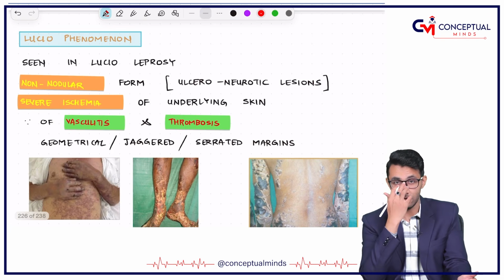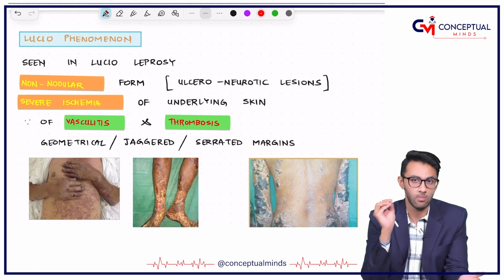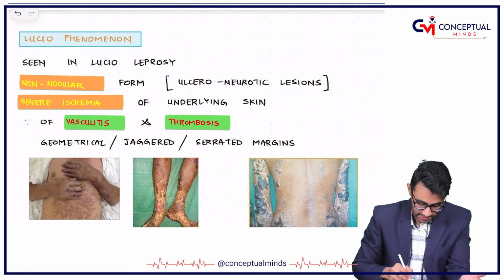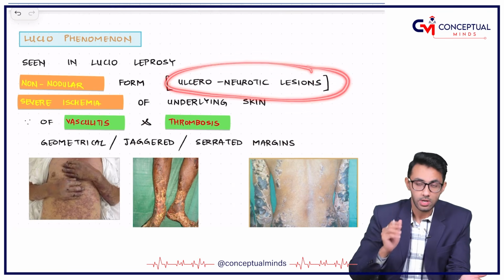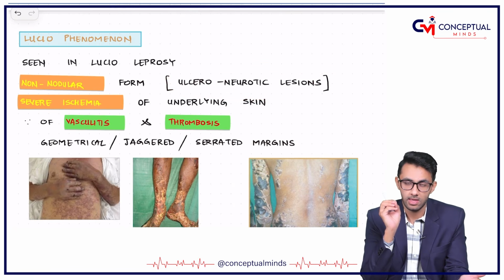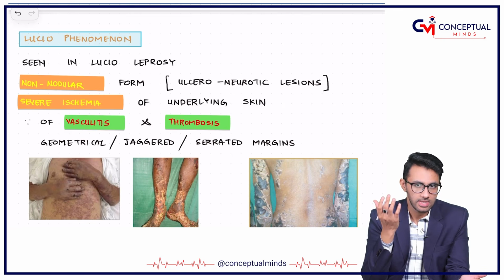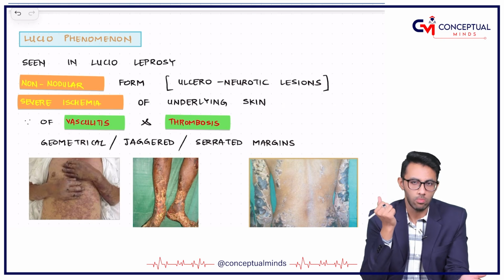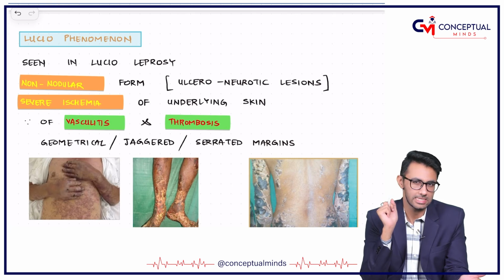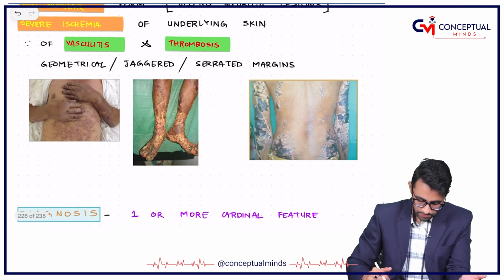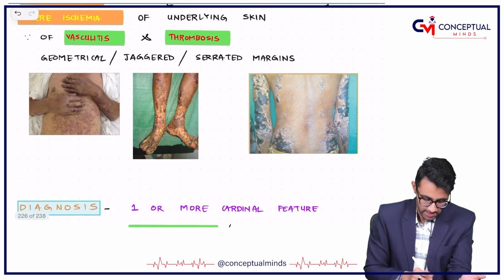So what is the Lucio phenomenon? This is a non-nodular form of leprosy, where ulcerative necrotic lesions are seen. Why is it happening? It is because of the ischemia. What could be the reason? It is vasculitis and thrombosis. Okay, fine, that is the reason we see these ulcerations. Very classical presentation.